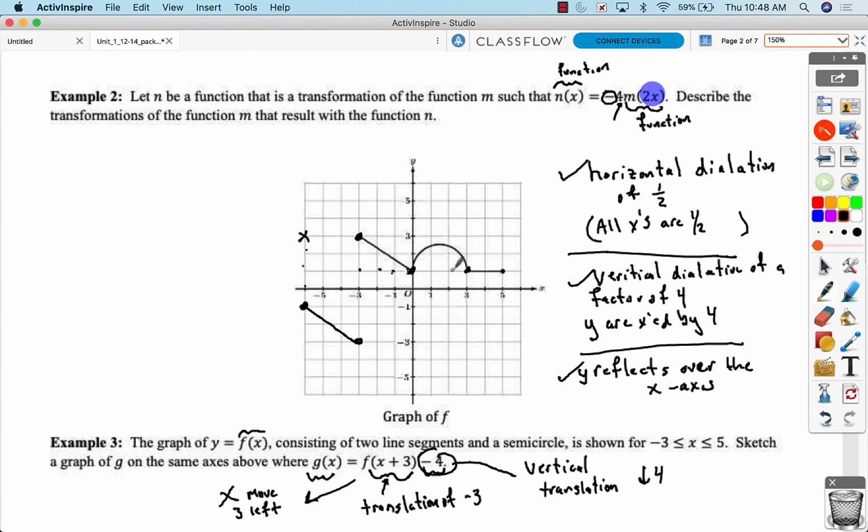I'm going to do this one. 1, 2, 3, 1, 2, 3, 4. I'm going to make it look like that. Then 1, 2, 3, 1, 2, 3, 4. So this is G, and this is F. All right.